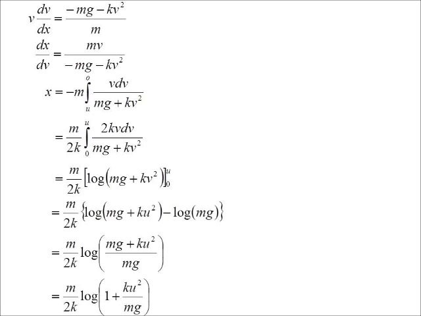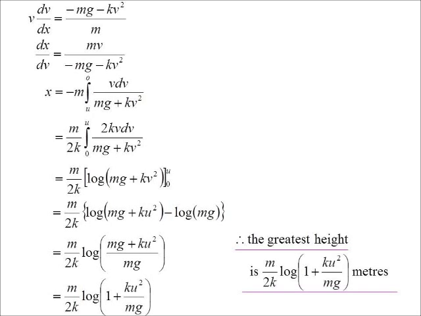This line here where I say log of mg plus ku squared minus log mg, you don't really need that line. You could go straight to mg plus ku squared on mg, because you know you can end up with log minus log. And log laws say I can bring them together into one fraction. And I've just rewritten that as 1 plus ku squared on mg. Okay, so there's an expression for the greatest height.